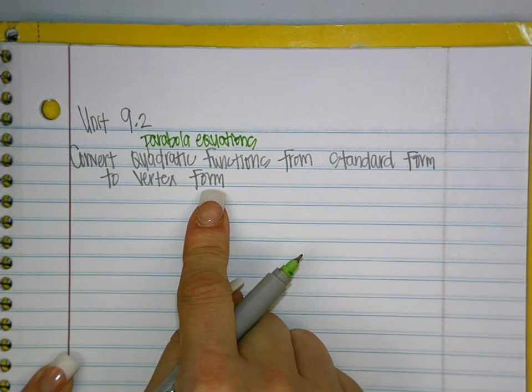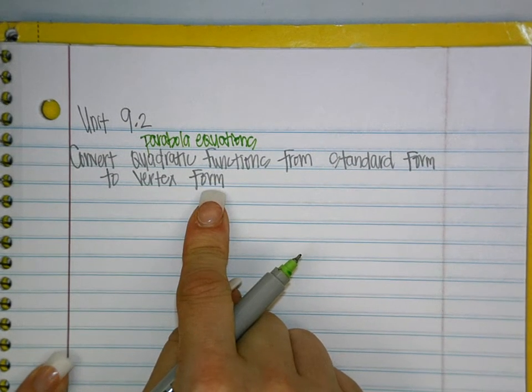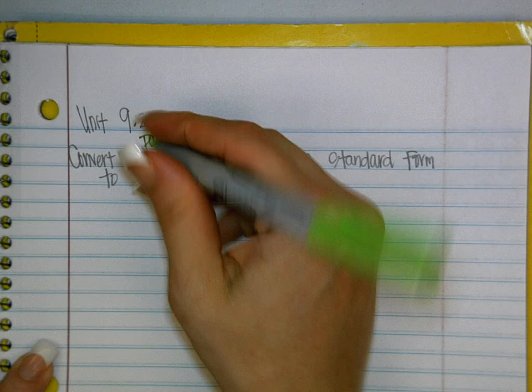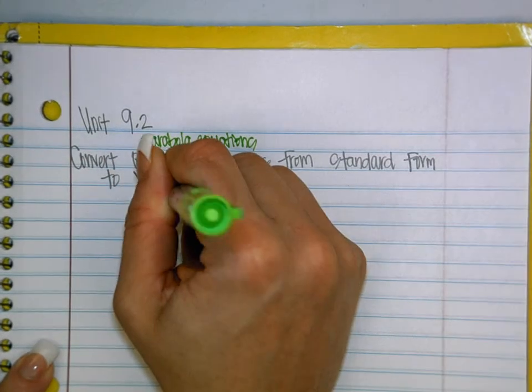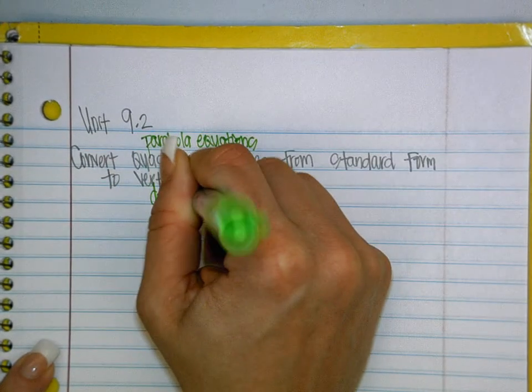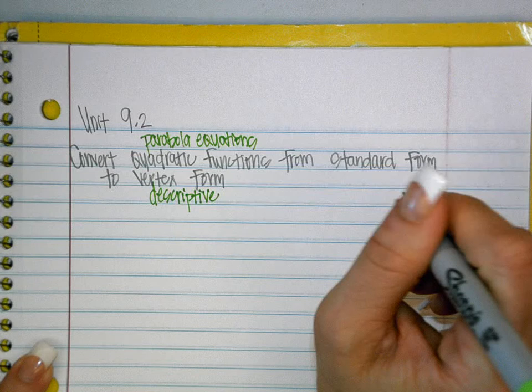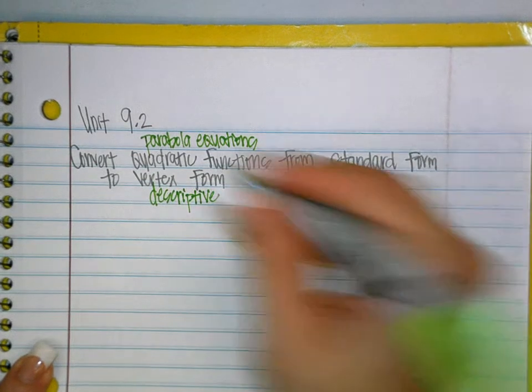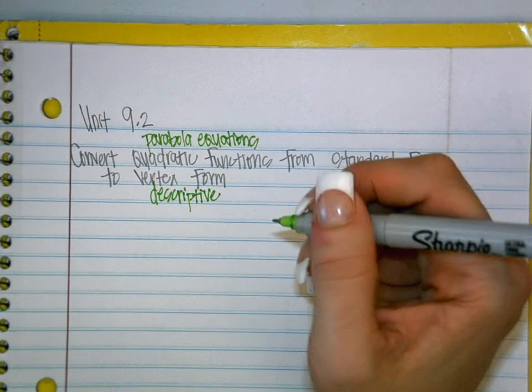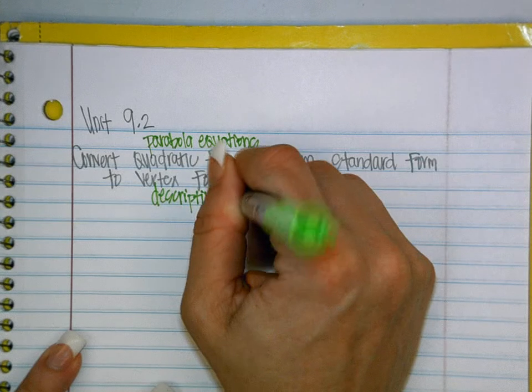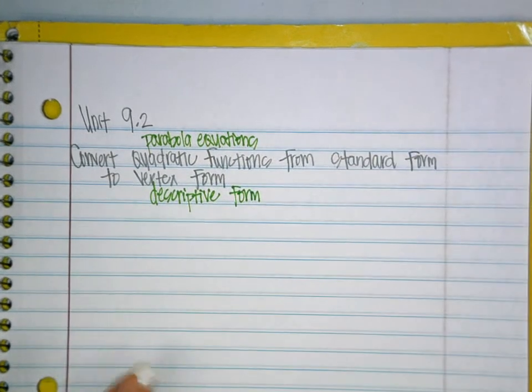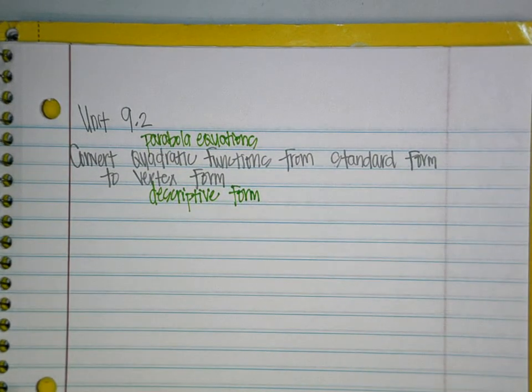Any idea what's another name for vertex form? Descriptive form. Right? It has a couple of different names. The reason that we write vertex form is because a lot of times on standardized testing, they call it vertex form. We like to call it descriptive form because it tells you a little bit more about what you're doing.